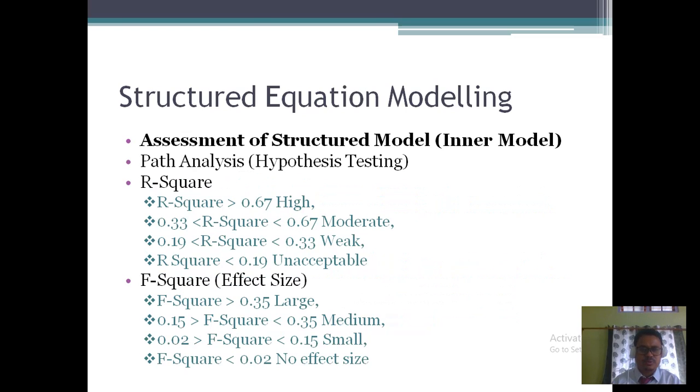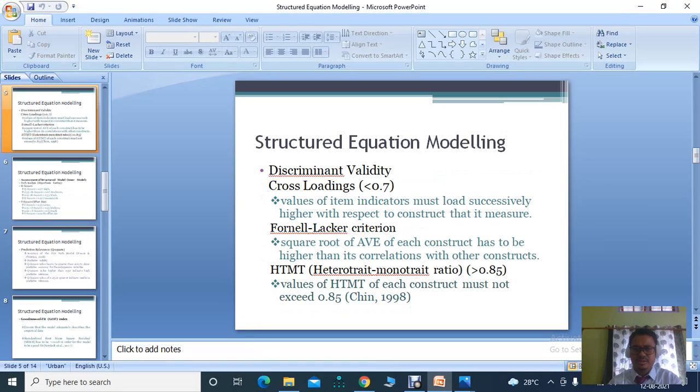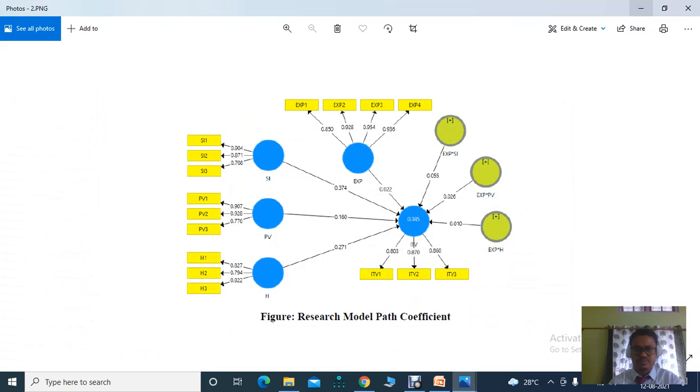The second step to examine while undertaking structural equation modeling is to assess the quality and predictive relevance of the structural model, also known as the inner model. So in this case, first we analyze the path analysis, that is the hypothesis testing. Path analysis can be in the form of this diagram. This is the path analysis where we see the dependent and independent variables, their path coefficients, also known as standardized beta weights.